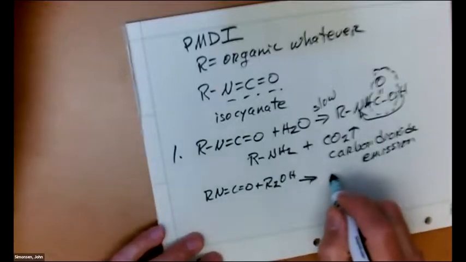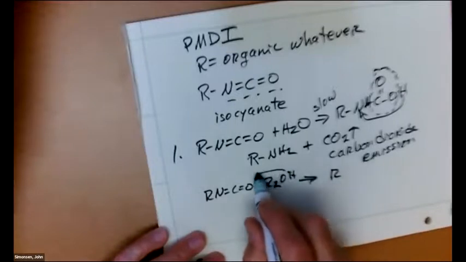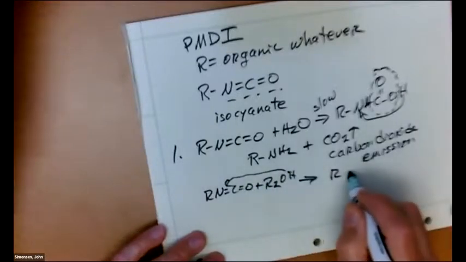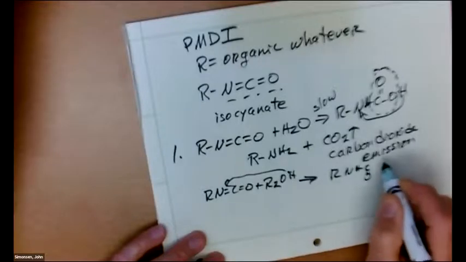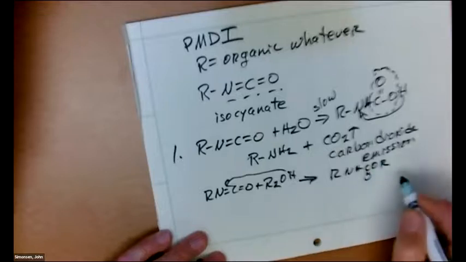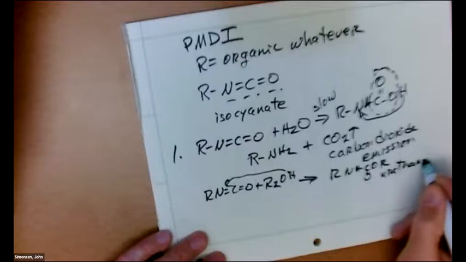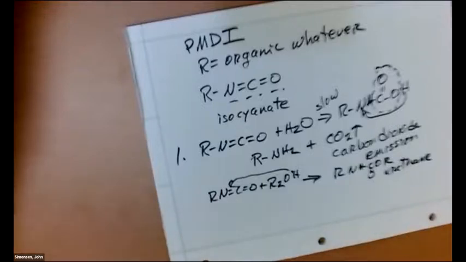And then that's going to give you, again, this is going to flip here. Let's do it that way. And this is a urethane, right? So that's how you make polyurethanes.